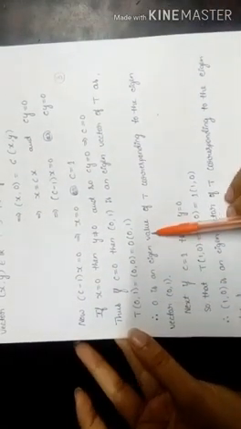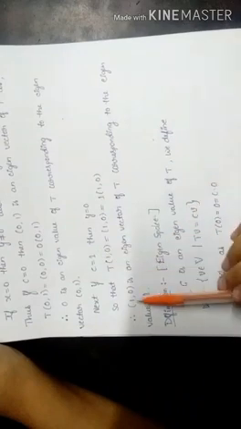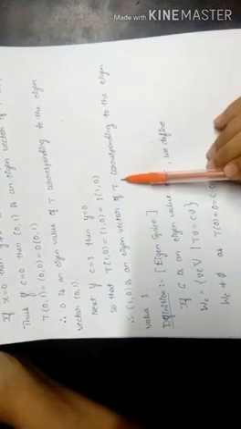Therefore, 0 is an eigenvalue of T corresponding to the eigenvector 0 comma 1 for x is equal to 0. If C is equal to 1, then we get 1 comma 0 is an eigenvector of T corresponding to the eigenvalue 1.